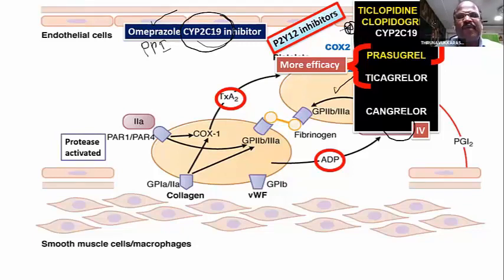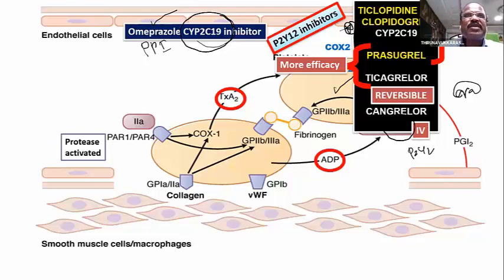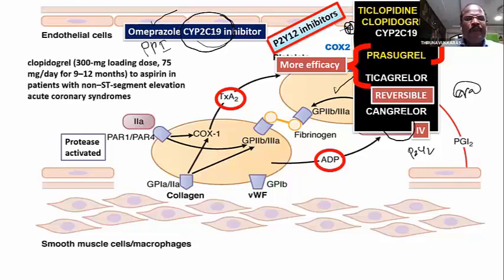And from an exam point of view, all the P2Y12 blocking antiplatelets are given orally, with the exception of cangrelor, which is given intravenously. And all these drugs irreversibly block P2Y12, whereas ticagrelor is a reversible P2Y12 blocker. All these are MCQ points. And one more point, clopidogrel also needs a loading dose, 300 mg loading dose, followed by 75 mg per day. So similar to aspirin, this also needs a loading dose in a case of acute coronary syndrome. And it can be added to aspirin in patients with non-ST elevation acute coronary syndrome.